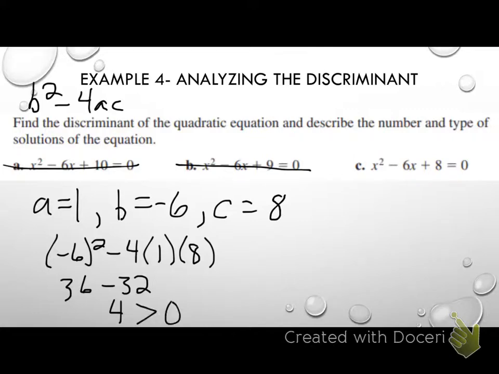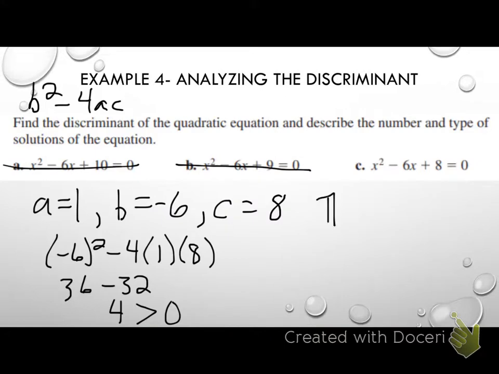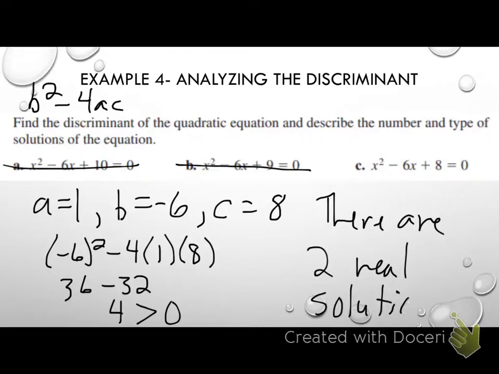Greater than 0. So if my discriminant is greater than 0, how many and what type of solutions do I have? 2 real solutions. So I'd say there are 2 real solutions for letter C. Questions on how we're using the discriminant? We determined how many solutions we have and what types of solutions they are.